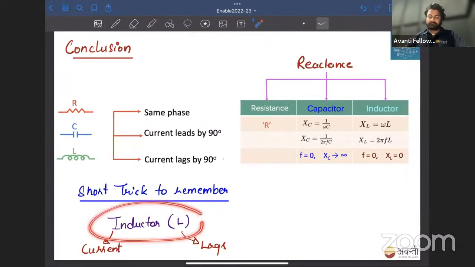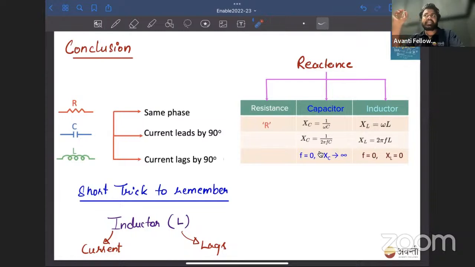Inductor, L. The inductance of an inductor is L, correct? So I stands for current, L stands for lagging. In an inductor, current lags the voltage, and vice versa for a capacitor. So if in an inductor the current is lagging the voltage, then in a capacitor the current will be leading the voltage.